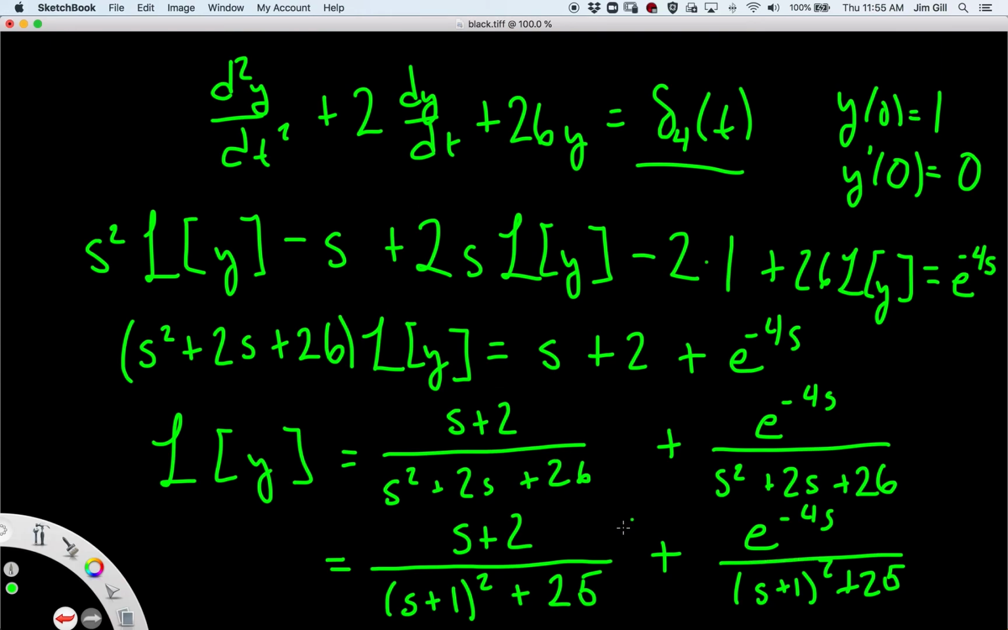All right, so now we need to look at this first one. This looks trigonometric, so we're going to break it into two terms. One's going to correspond to a cosine, one's going to correspond to a sine. And then over here, we're going to do a similar thing. So here we go.